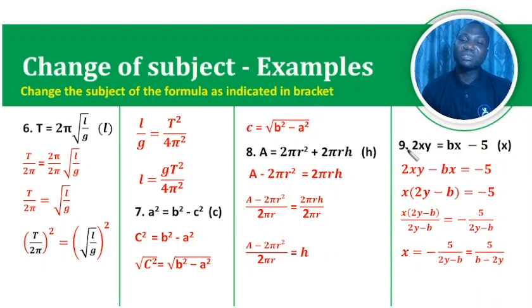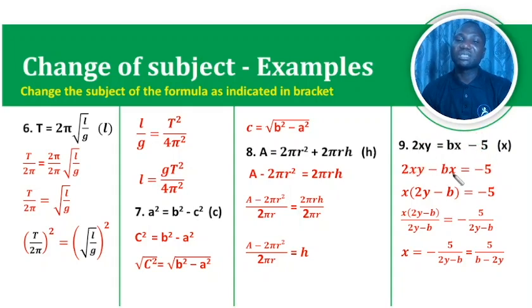Now finally, to question number 9. This is an example of a situation where your intended subject is appearing in two places or more. So we have 2xy equals bx minus 5. We have to make x the subject. So this and this will be treated as like terms. So we'll have 2xy, bring the bx here, so you have 2xy minus bx is equal to negative 5.